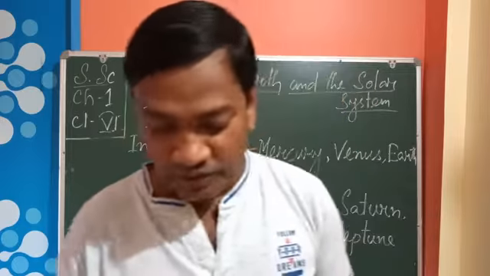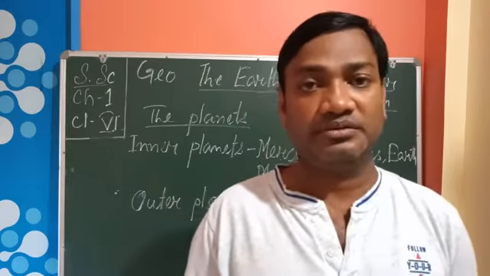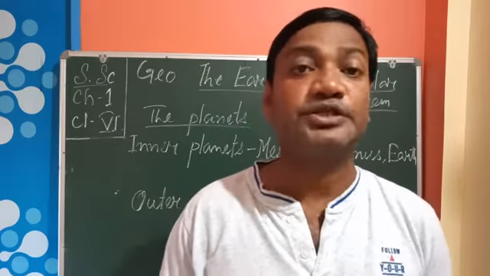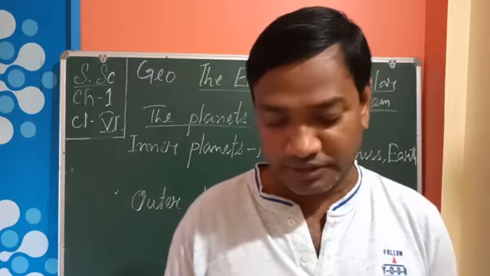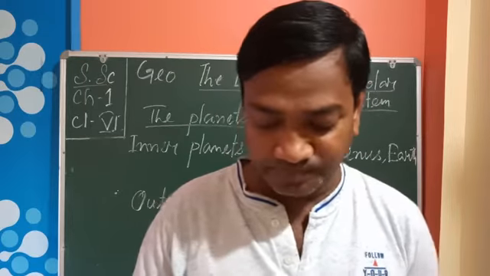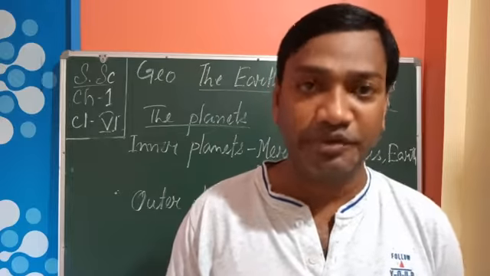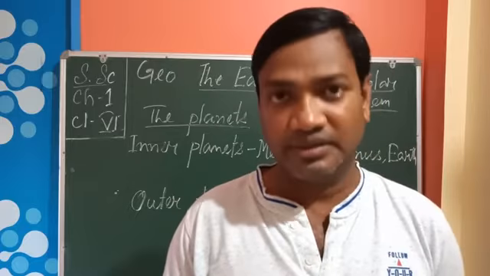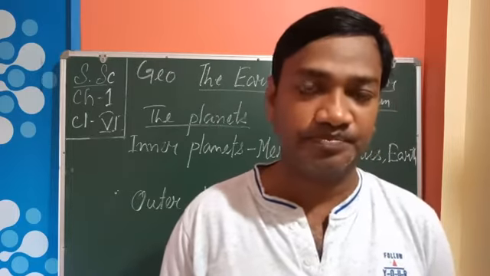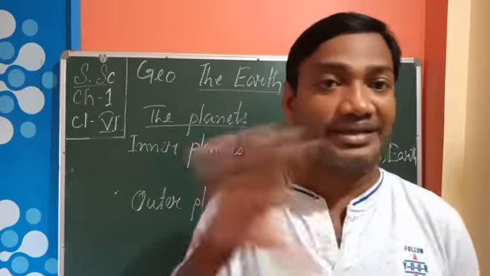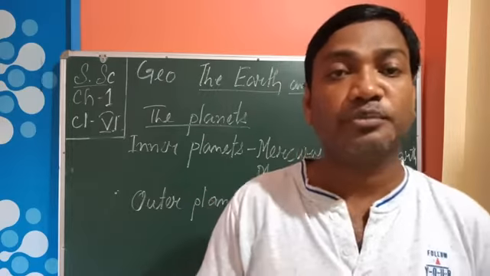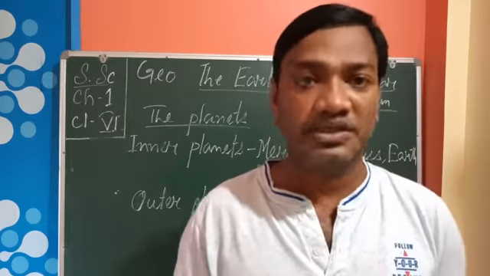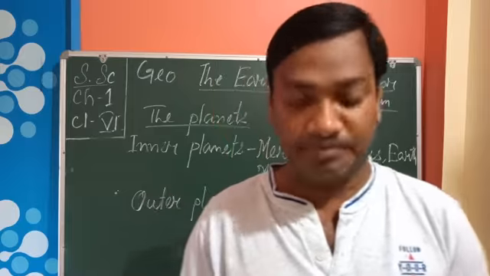The 8 planets in order of their decreasing size, that means from bigger to smaller. If we see, first is Jupiter, it is the largest planet. Then we find Saturn, then Uranus, then Neptune, then Earth, then Venus, then Mars and then Mercury. So this is the decreasing order, from the largest, Jupiter, to the smallest, Mercury.